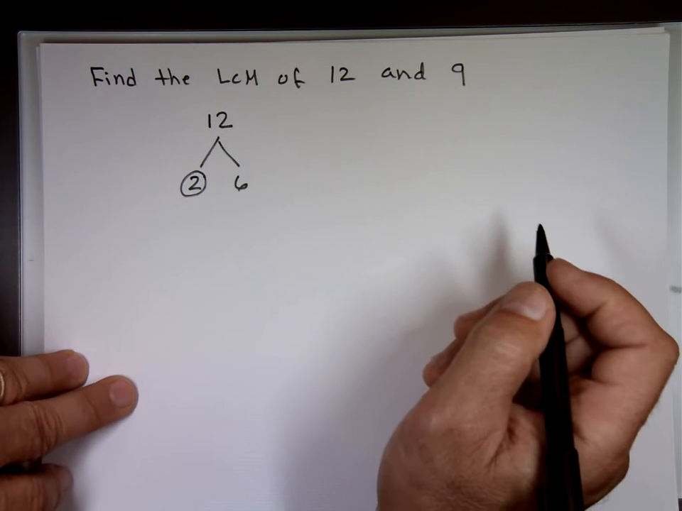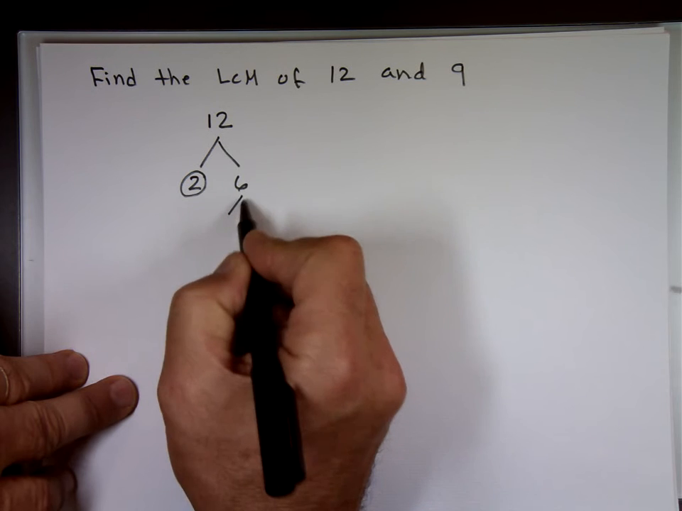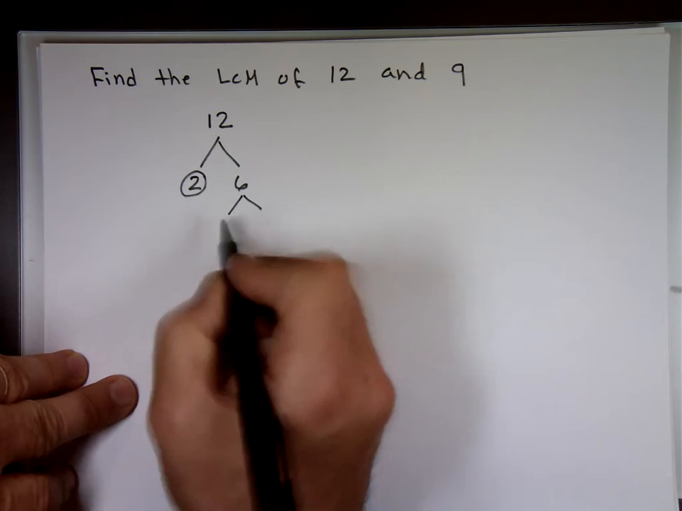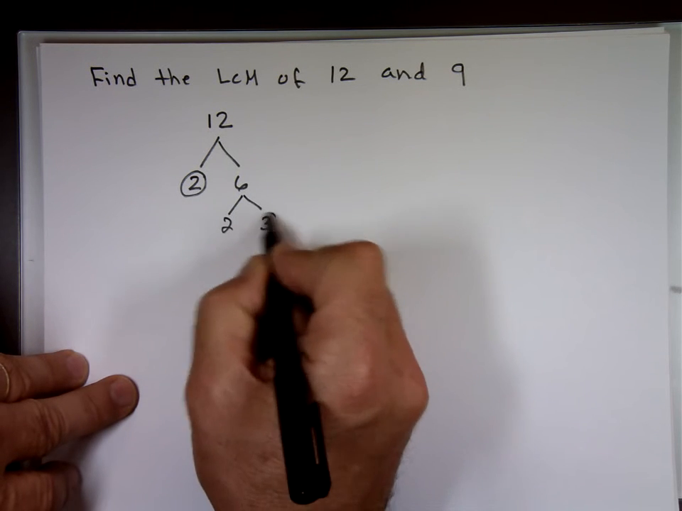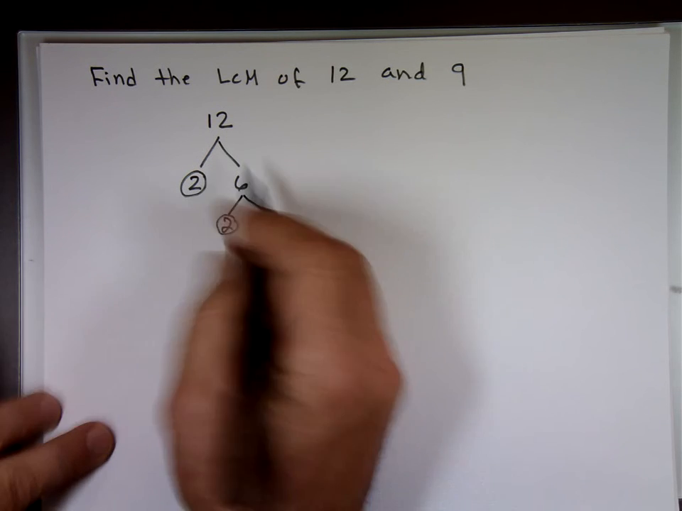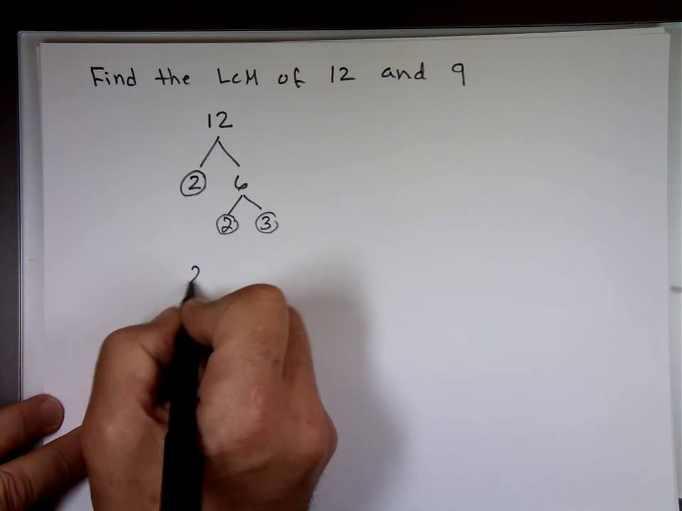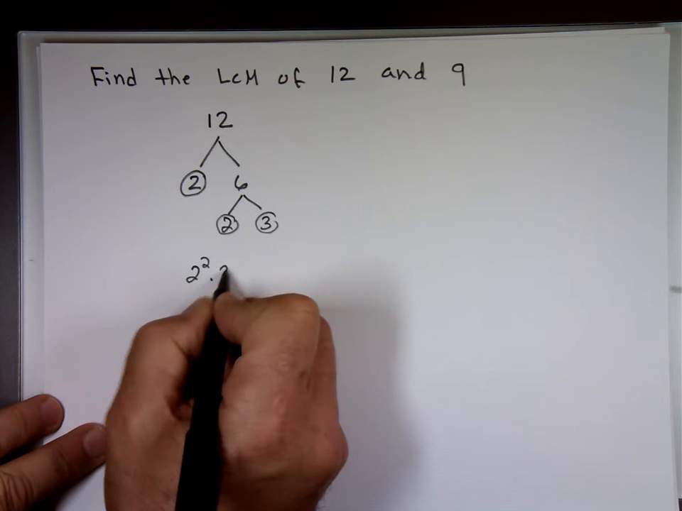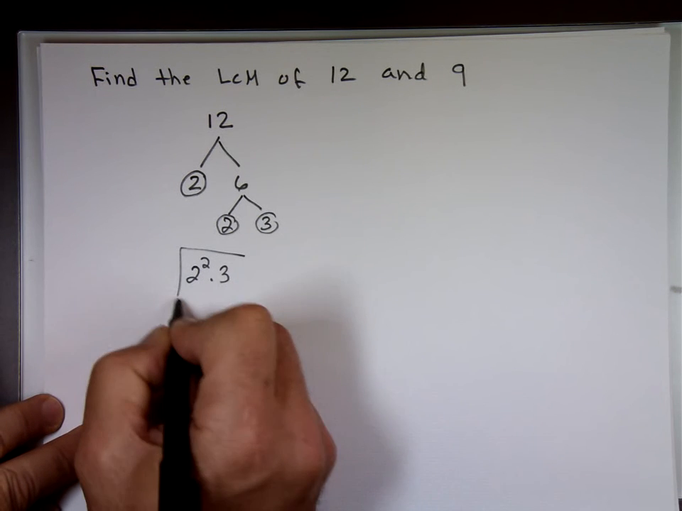Take the 6, break it down. 2 and 3, yep. So the 12, what do you notice? How many 2's? 2 2's and how many 3's? 1. I like to put them in a box. This way when I'm looking for them, I can spot them quickly.